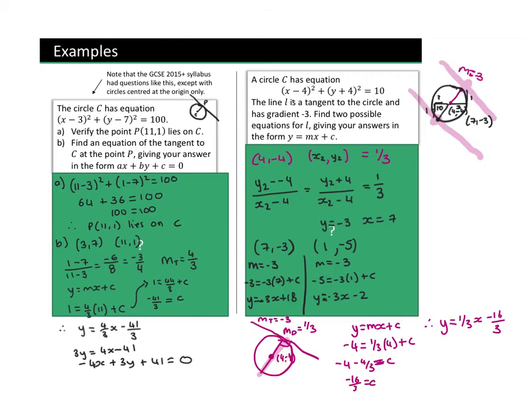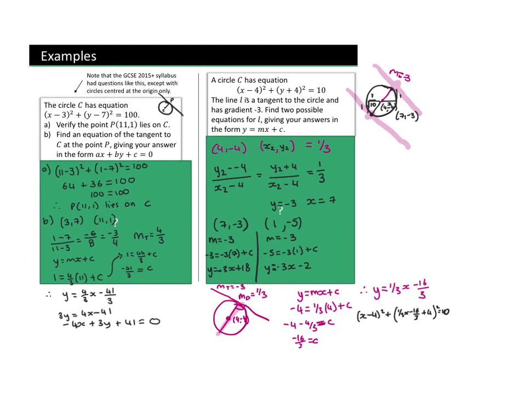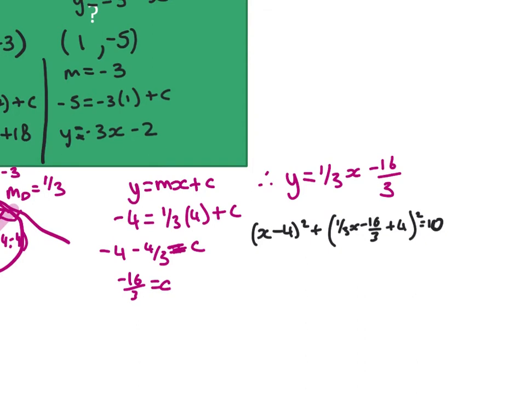intersects. So if I substitute this in, I'm going to have x minus 4 squared plus y, which we know is a third x minus 16 over 3 plus 4 all squared equals 10. I can now solve this.